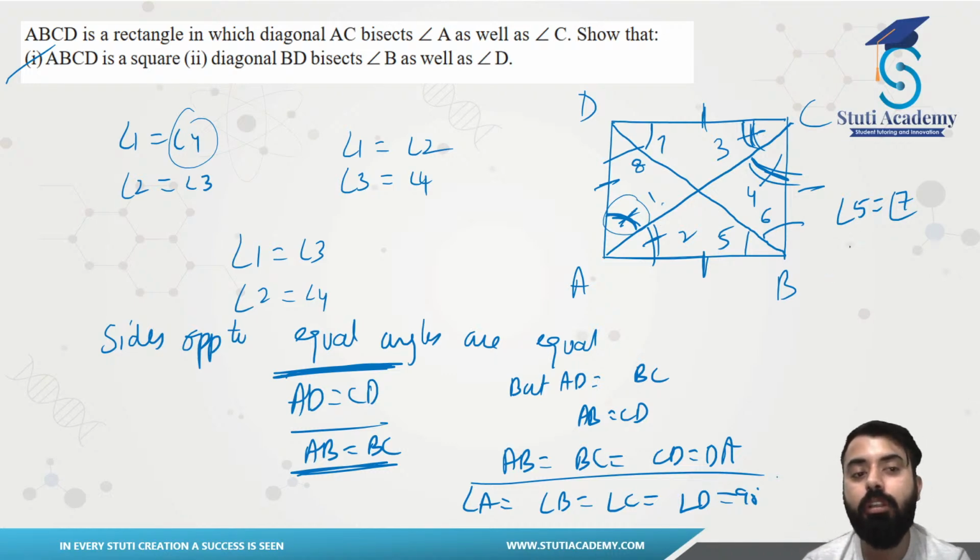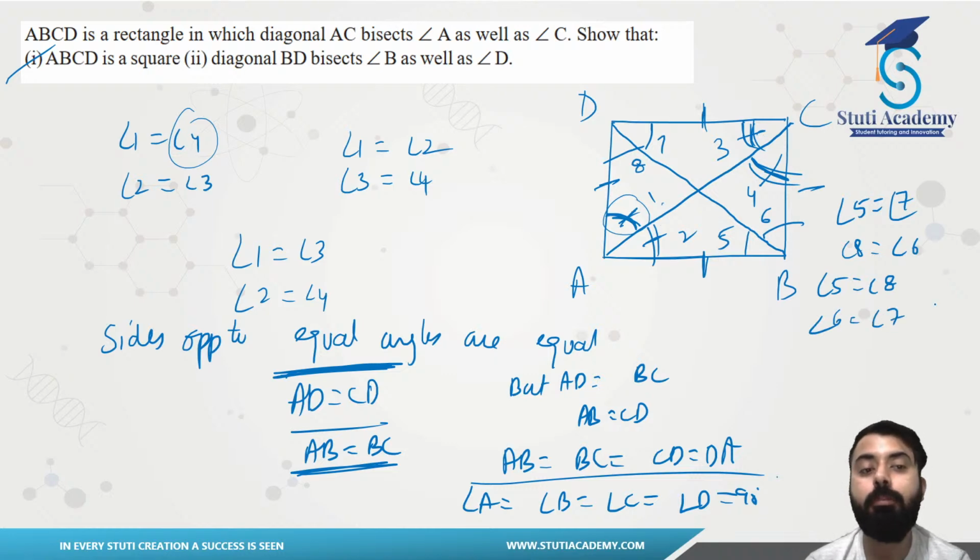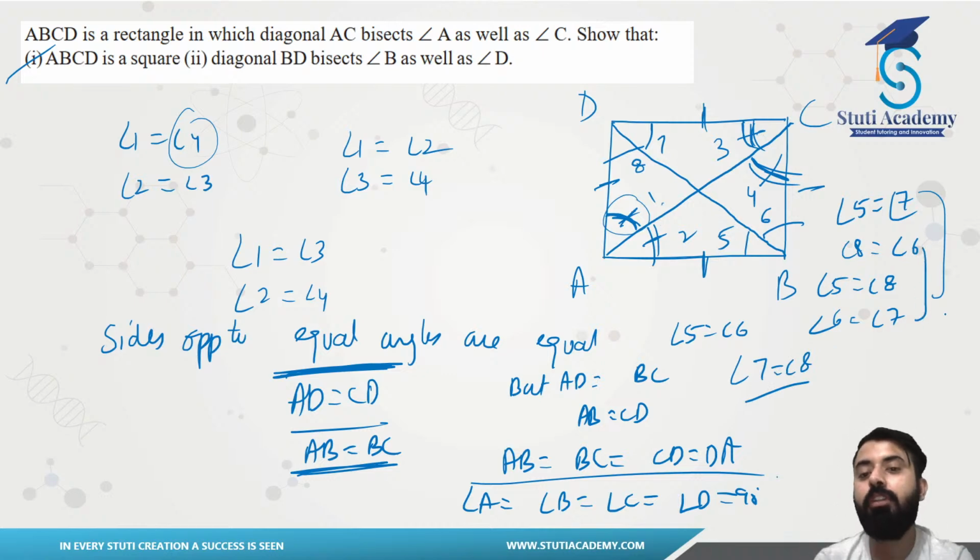And you can say angle 8 is equal to angle 6, alternate interior. But you guys already know AD is equal to AB. So you can say angle 5 is equal to angle 8 and angle 6 is equal to angle 7. That is the main thing. Since this is the case, you can say angle 5 is equal to angle 6, and angle 7 is equal to angle 8. So ultimately, using just the theorem from your chapter 7, you have proven the entire sum.